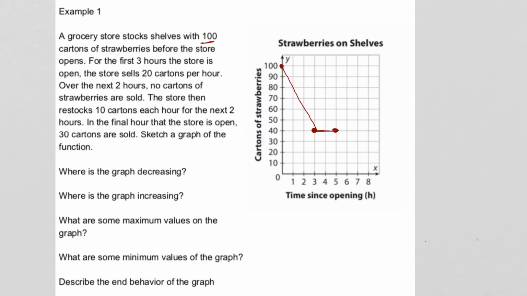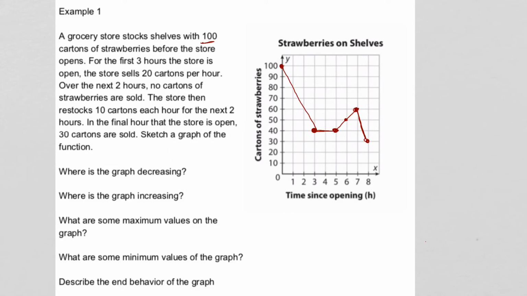Then you spend another 2 hours stocking 10 cartons an hour. So here's 10 over 2 hours. And then finally, the last hour, they sell 30 cartons. So between hours 7 and 8, 60 minus 30 is 30. So here's our graph with a whole bunch of peaks and valleys.